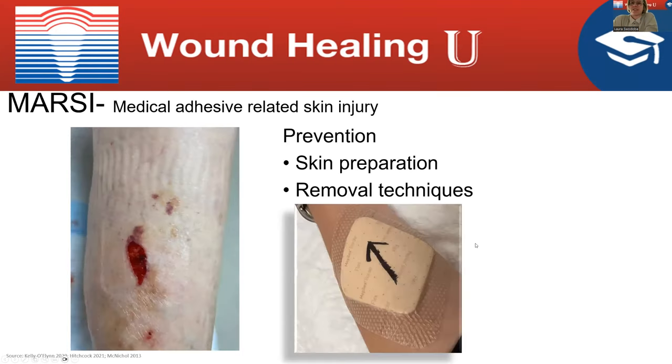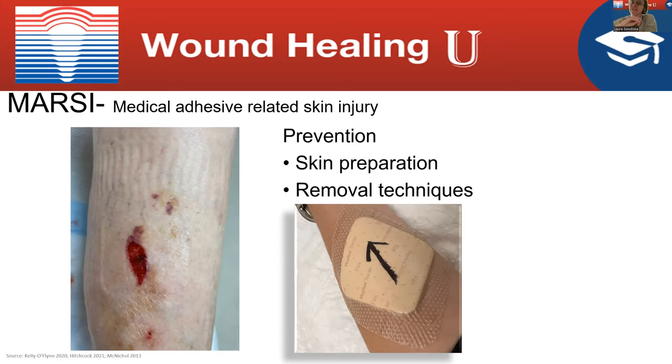So looking at MARSI, medical adhesive related skin injury, that is the term MARSI. This is quite a common occurrence, and we look to prevent it by preparing the skin properly. So maybe using a skin barrier before placing a dressing, deciding what kind of dressing we are going to use. You can see that's actually my arm there, demonstrating a removal technique and a proper dressing to use to help prevent MARSI. That is a silicone bordered foam dressing, which is very gentle on the peri-wound skin. And that arrow shows the direction that you need to start pulling the dressing off so that you aren't disturbing any skin flap.